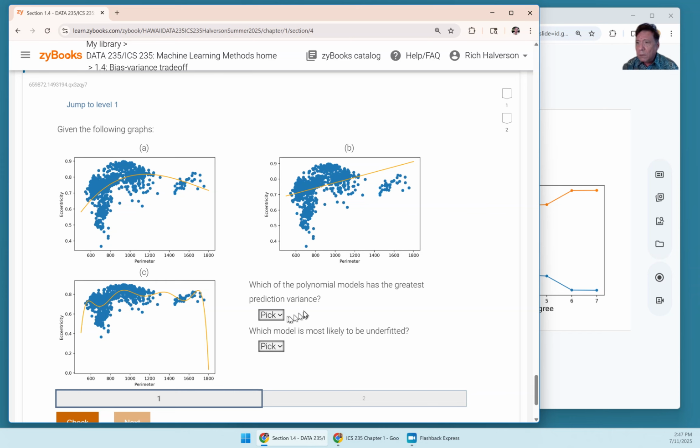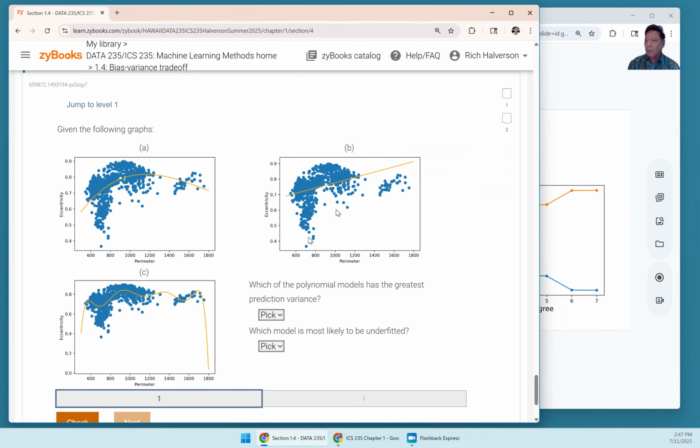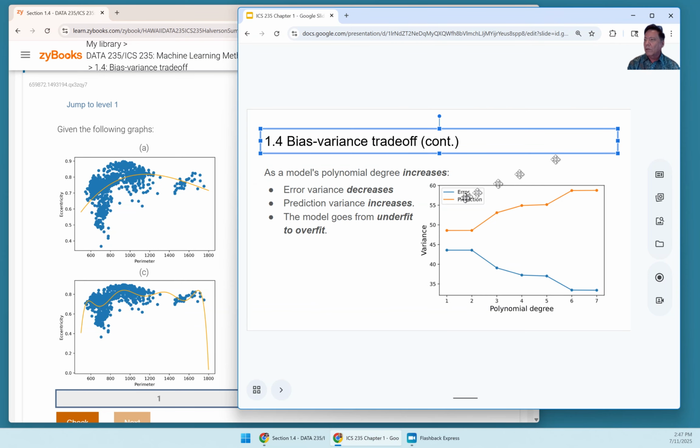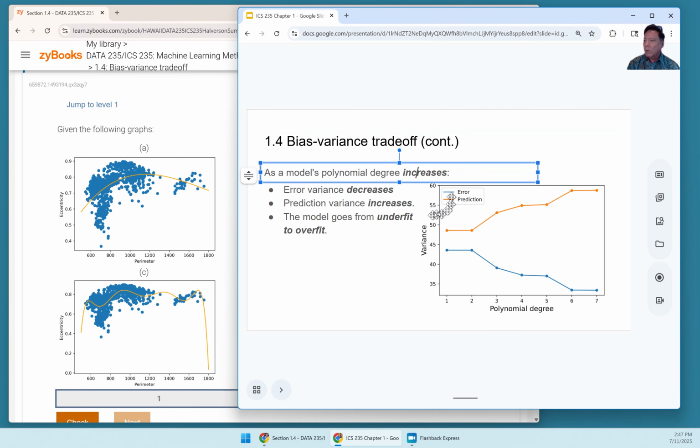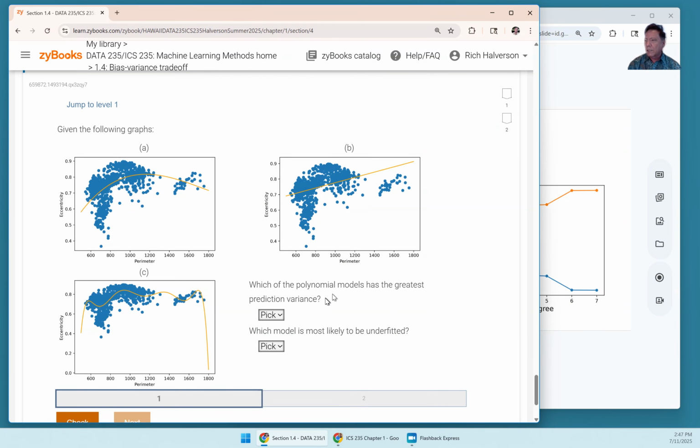So what are A, B, and C? This curvy one here is the polynomial with the highest degree. This is the lowest degree, this is the middle degree, and this is the high degree. So C is the high degree. With high polynomial degree comes high prediction variance. So which has the highest prediction variance? I guess it would be C.